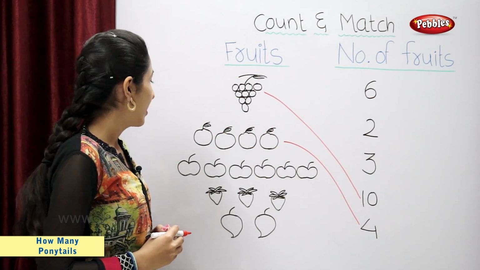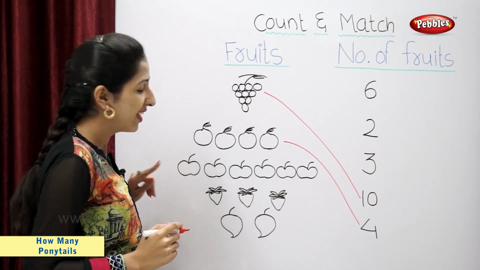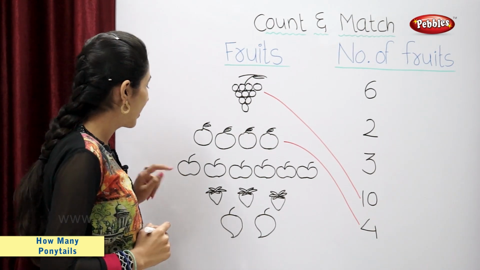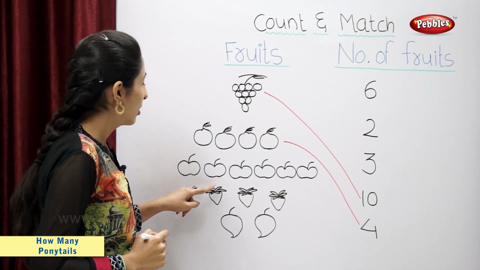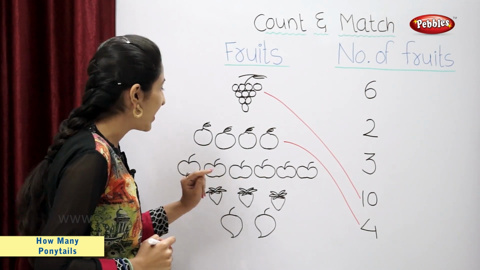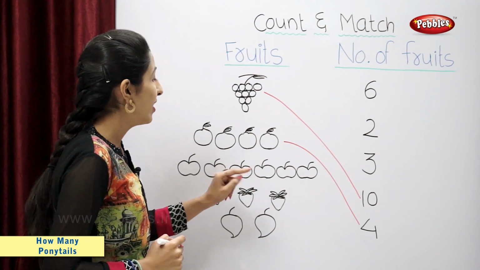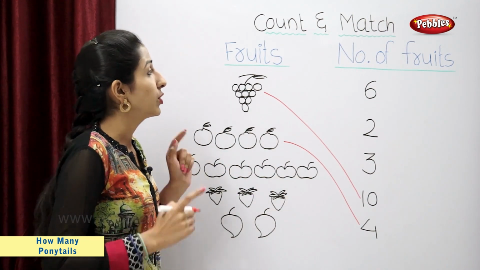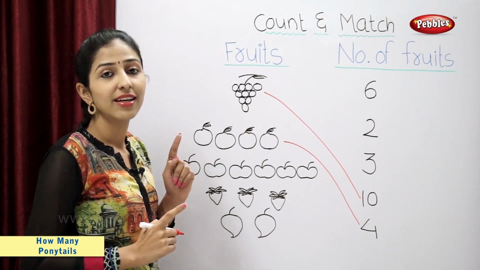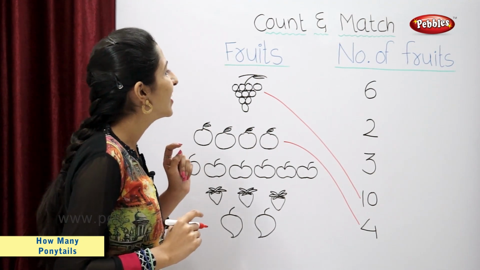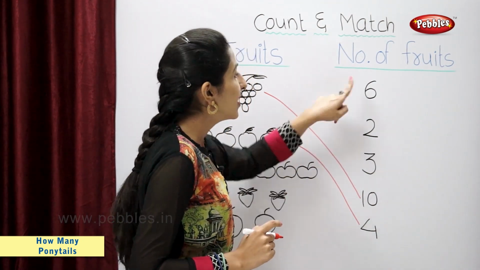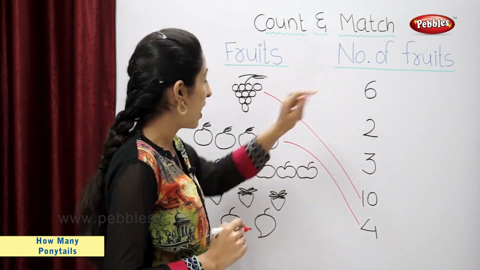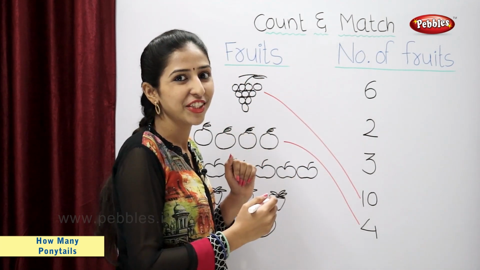Very good. Now let's count apples. 1, 2, 3, 4, 5 and 6. So let's look for number 6. Number 6. Now let's match.